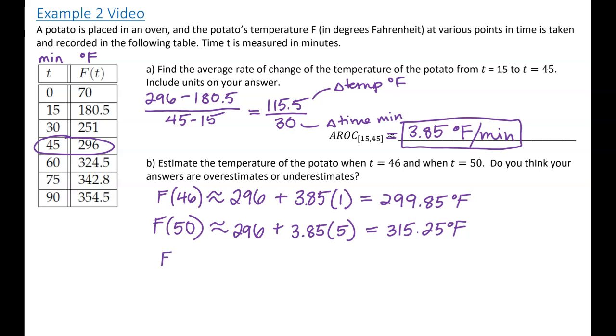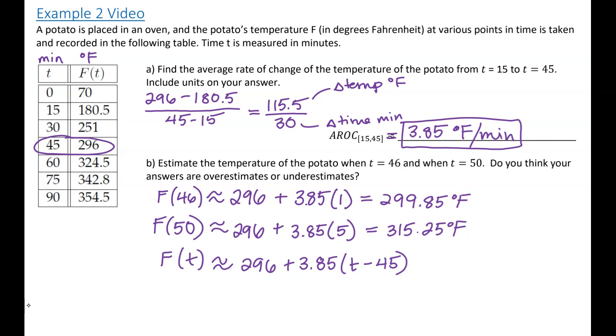Basically what we're doing here is we're building a linear function. So we're saying, okay, f of t can be approximated by 296 plus 3.85. And then we just have to be a little bit careful here. What we're plugging in is not the t. We're plugging in the t minus the 45 minutes. So in the parentheses, we're really seeing how far from 45 minutes have we gone. And this is basically finding the equation for a secant line and using it to make predictions.